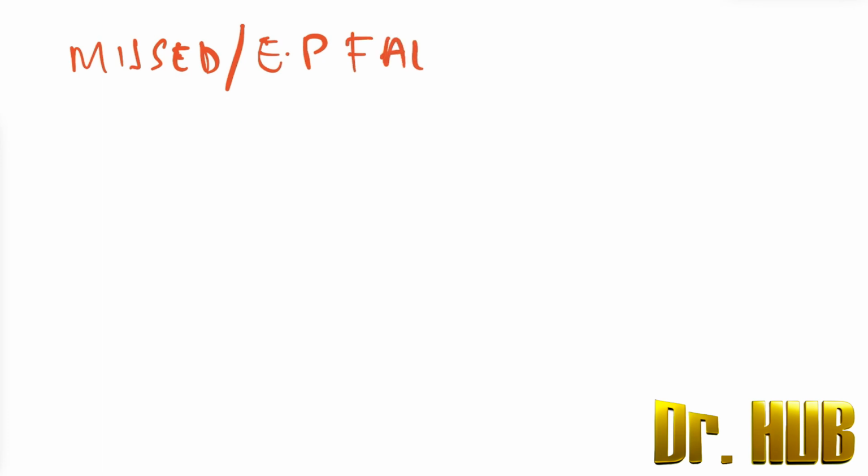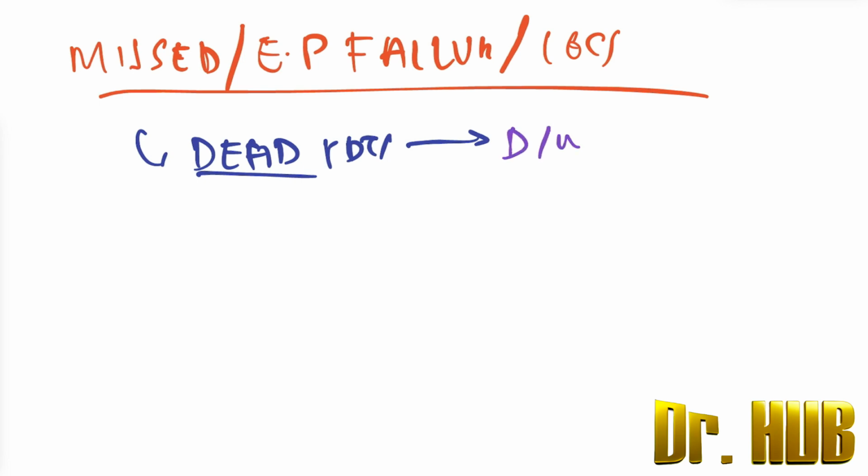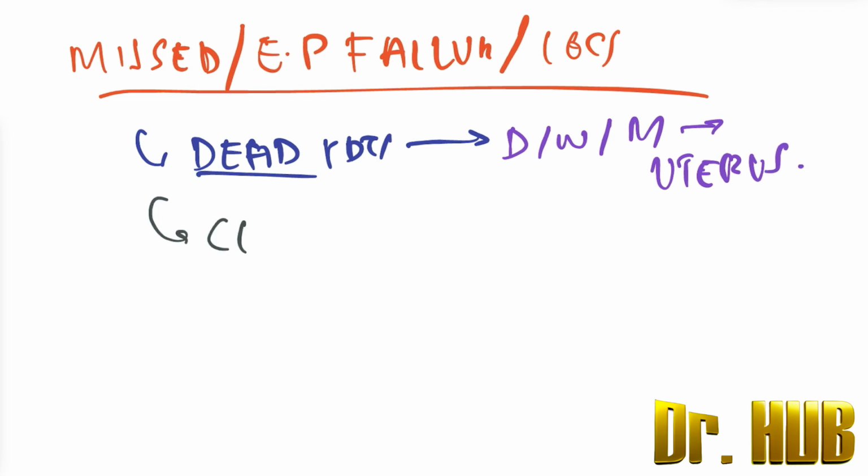Next we move on to the missed type, or early pregnancy failure, or loss. So what are the findings here? They have presence of dead products of conception, which are retained for days, weeks or months in the uterus, and there is a closed cervical os.